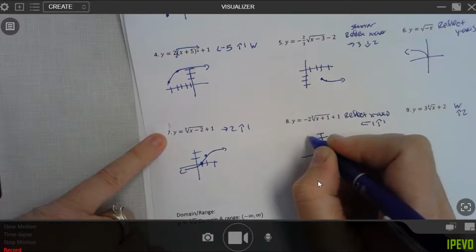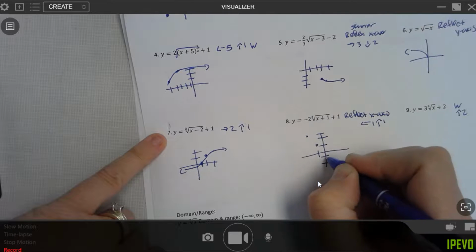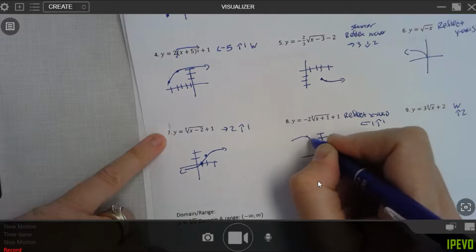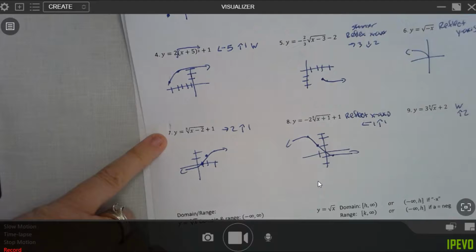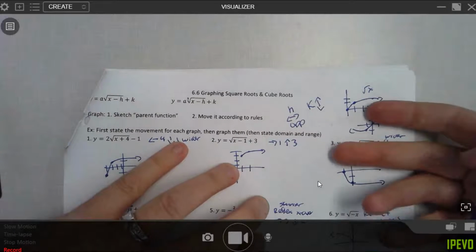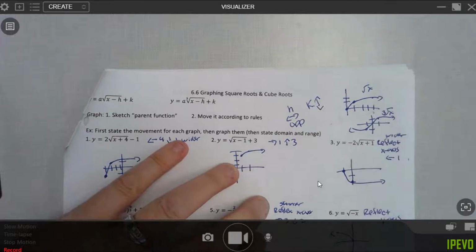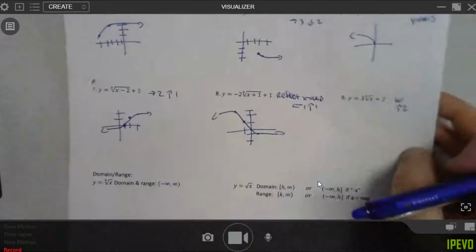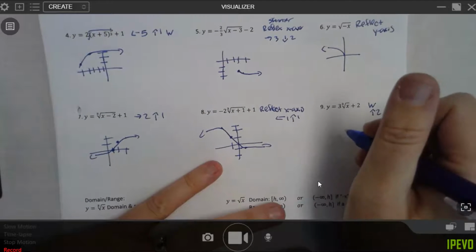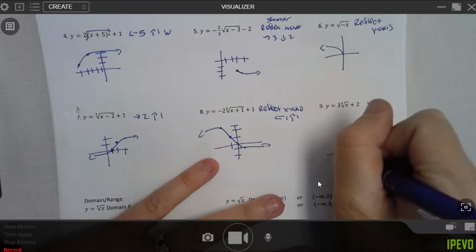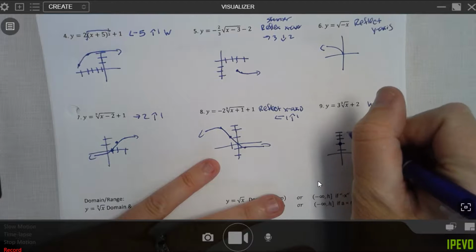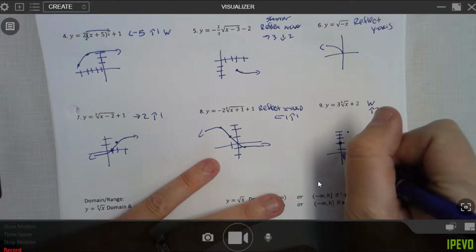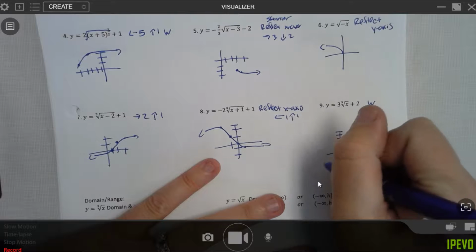So I'm going to go 2 and 1 in the opposite directions to make my S this time, because the negative reflected it over the x-axis. So now what was up goes down and down goes up. And a reflection over the x and y actually are the same for cube roots. Up 2. I'm going to go 3 over 1, 3 over 1.